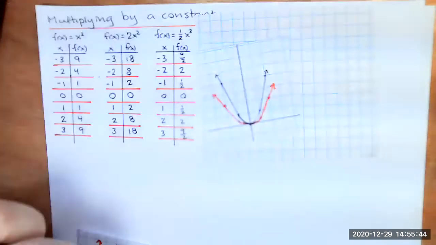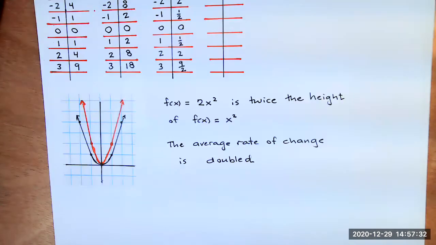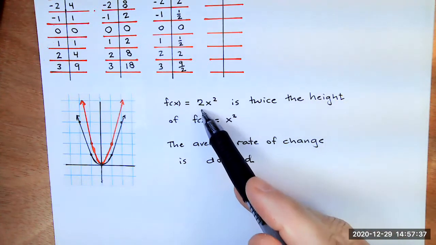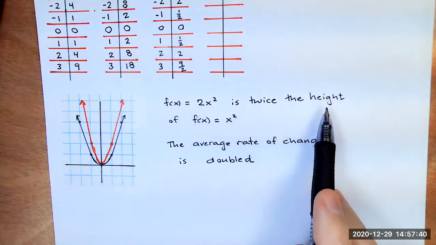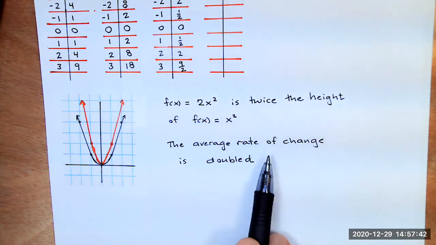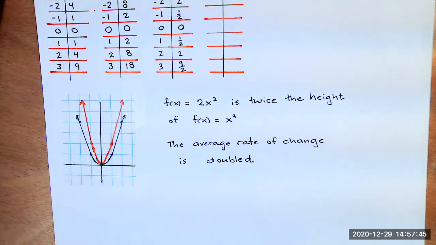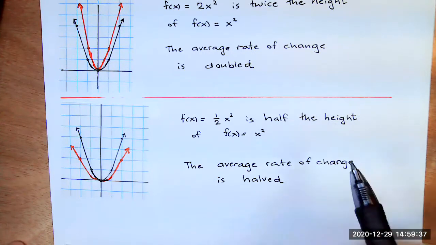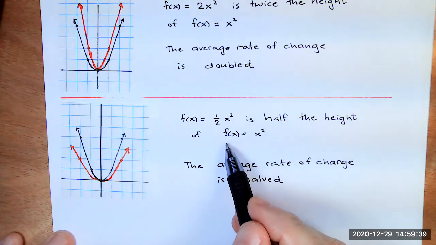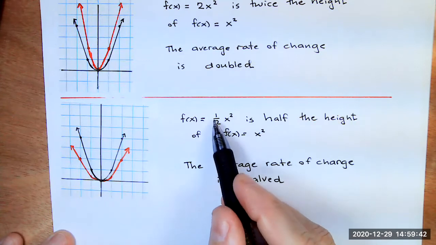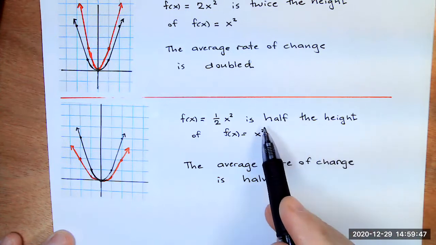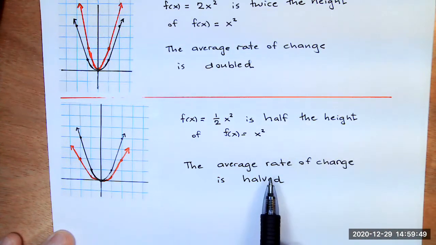Let me write that down for you. So if you multiply a function by 2, it'll be twice as tall, and then the average rate of change is doubled. All right, so when we took f of x equals x squared and multiplied it by 1/2, then the height is half as tall, and the average rate of change is half as fast.